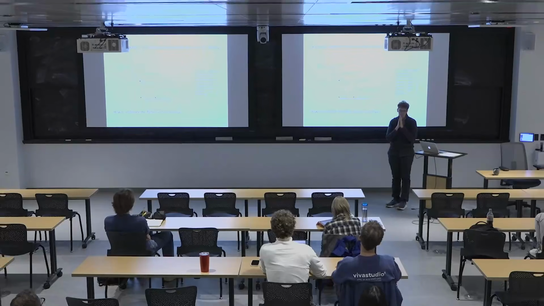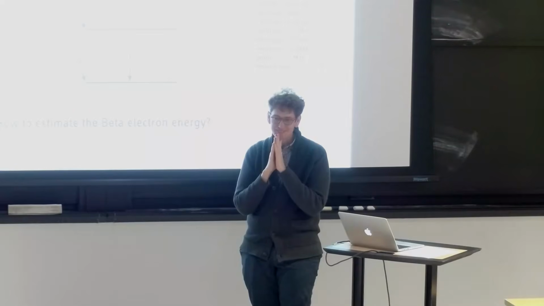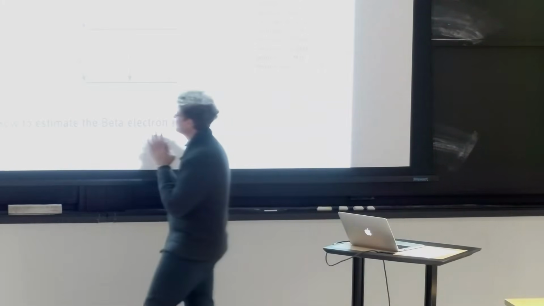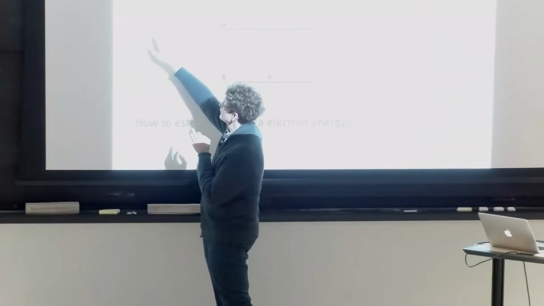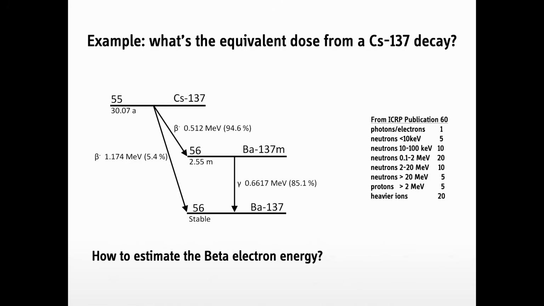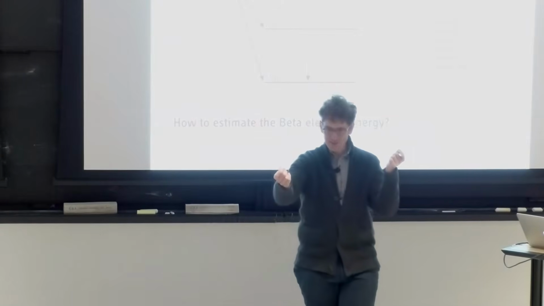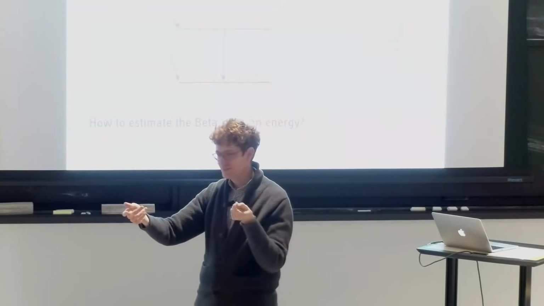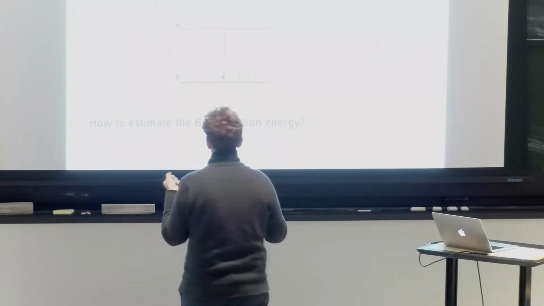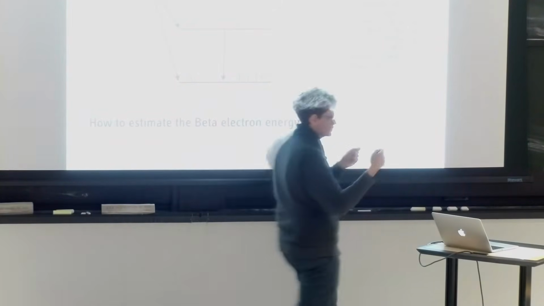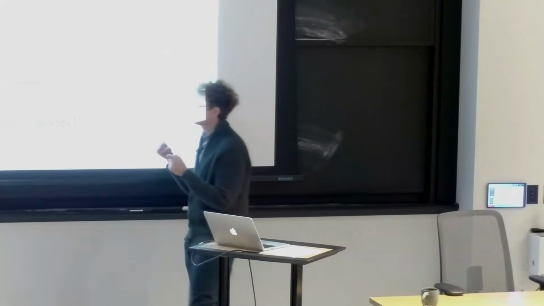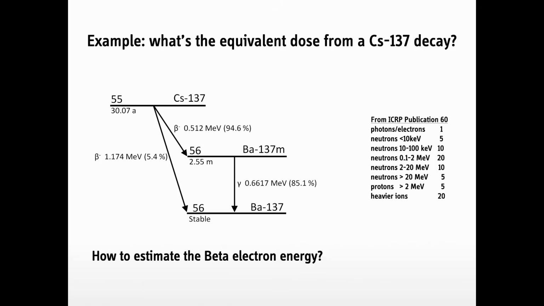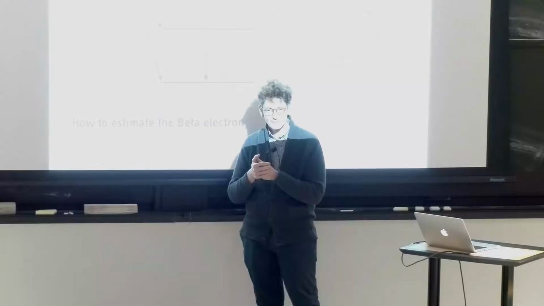Antineutrinos. So this level change is 1.174. But remember, beta minus decay includes an electron and an antineutrino. The antineutrino basically doesn't interact with matter. And roughly, we could derive it, but I'm not going to, roughly 1/3 of the energy is in the beta minus particle.